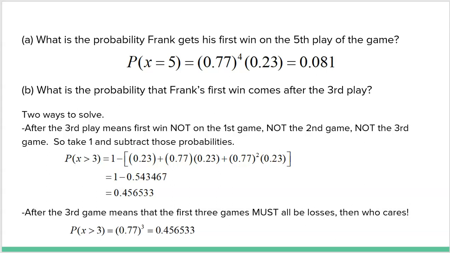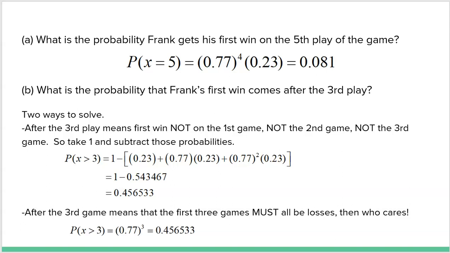Next question is a little bit tricky, and there are actually two ways to solve it, and I hope that they make a lot of sense. So what is the probability that Frank's first win comes after the 3rd play? So what does that mean? We're looking for the probability that his first win is greater than 3, anywhere after the 3rd game. So this simply means that he does not win on the first game, he does not win on the 2nd game, and he does not win on the 3rd game. So what we need to do is take 1 minus all of those.